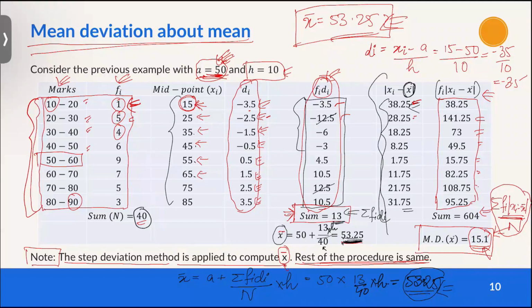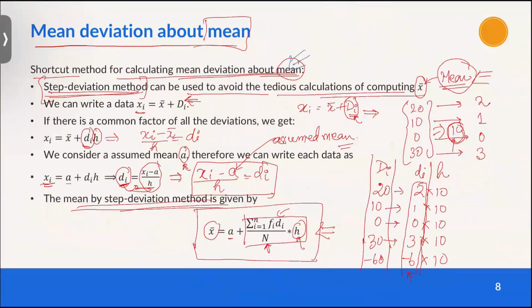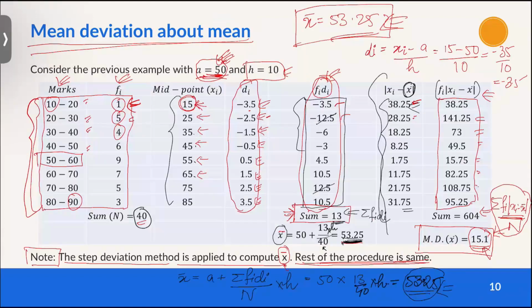So remember the steps. First, you take an assumed mean A, then you take a factor h, and then you calculate these di's. And then you apply this formula. x bar is equal to A plus summation of fi di by n, times h. Okay. So this is how we calculate.